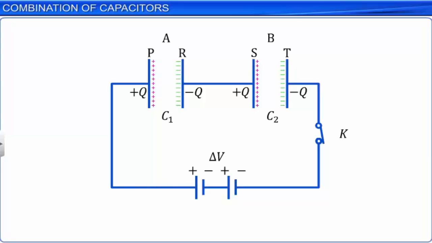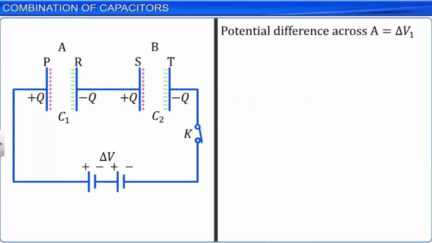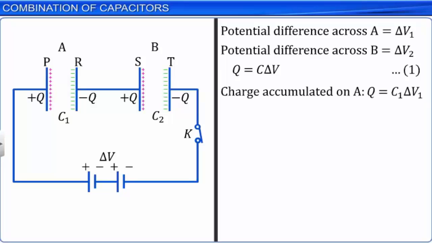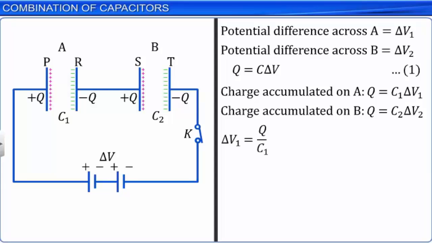Let the potential difference across the capacitors A and B be delta V1 and delta V2 respectively. The relation between the capacitance of a capacitor C, the charge Q accumulated on it, and the potential difference across its plates delta V is given by Q is equal to C delta V. Let this be equation 1. Following the same expression, we get Q is equal to C1 delta V1 for capacitor A and Q is equal to C2 delta V2 for capacitor B. Simplifying the two expressions, we get delta V1 is equal to Q by C1 and delta V2 is equal to Q by C2. Let these be equations 2 and 3 respectively.